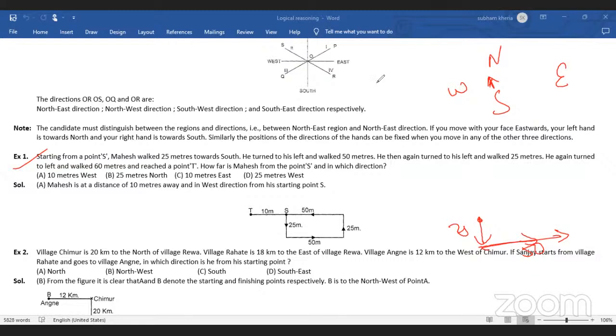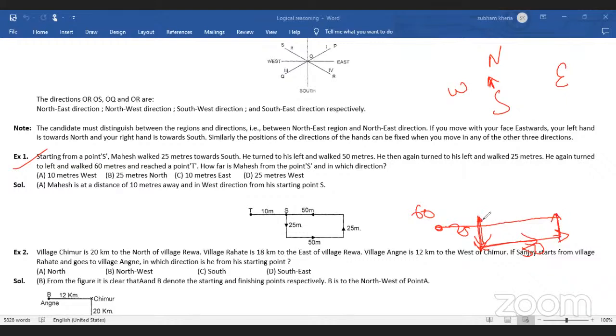North. बहुत बढ़िया. शाबाश. He's going 25 meter again. देखो. Went south 25, went north 25. So they have cancelled each other. He again turned to left. Now he was going north. Left is again west and walk 60 meters. 60 meters still here.